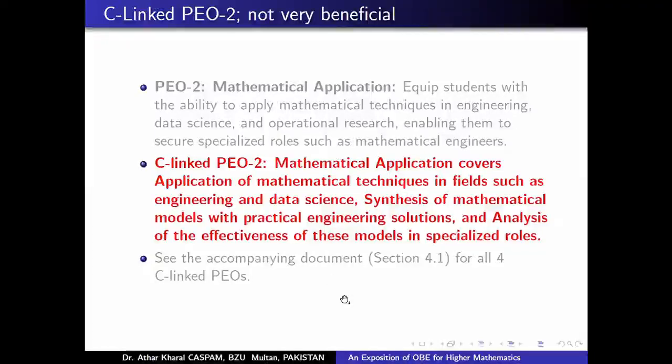Okay, a similar exercise can be done for all of the PEOs. Now the new PEOs will arise, and you can see in section 4.1 of the document that we have two sets of PEOs. One, the simple PEOs, and the second, the C-linked PEOs, the cognitive-level linked PEOs. This is important for the sake of understanding the PEO, although this does not affect the framing of the PEO, which is another thing we shall discuss a little later.